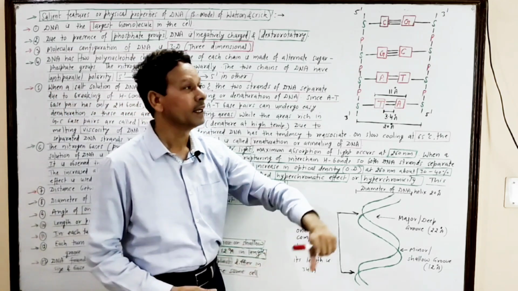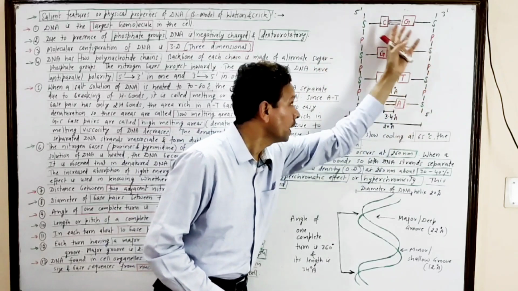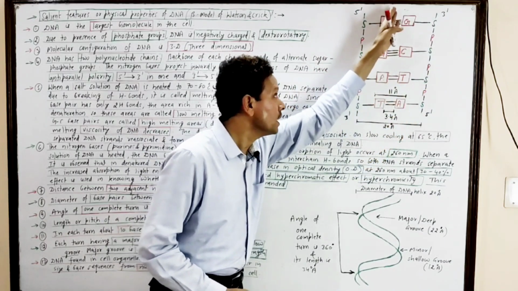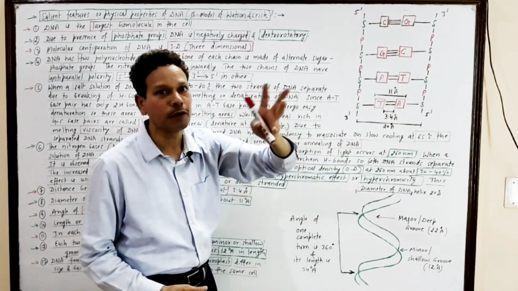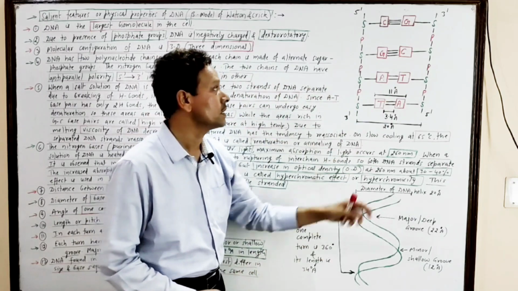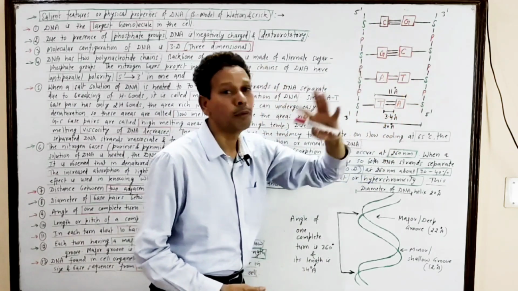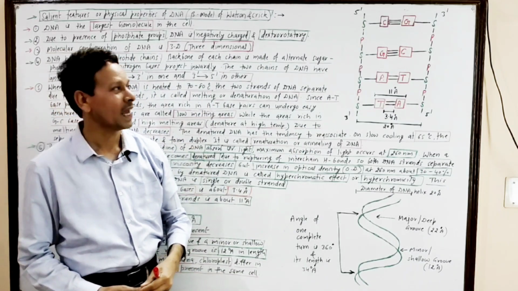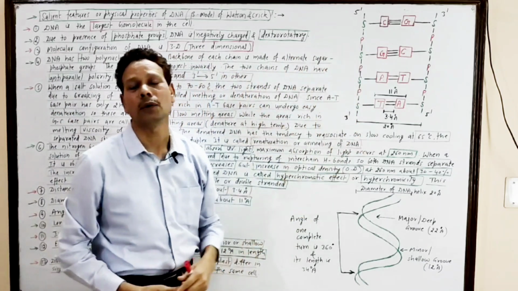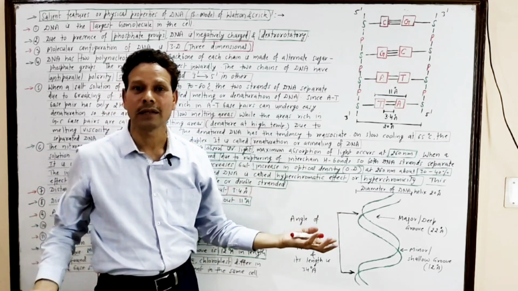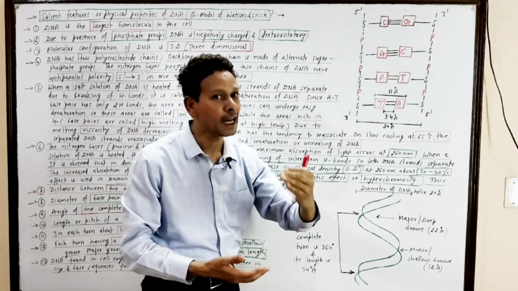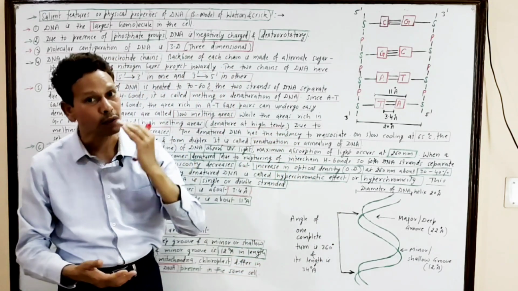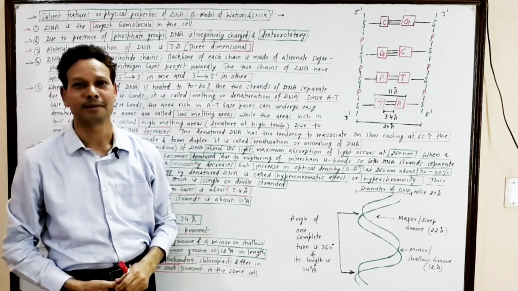Dear students, it means on heating, the hydrogen bonds which are present between the polynucleotide chains undergo breakage. As a result, both strands start to separate from each other. That is called denaturation of DNA, or melting of DNA.